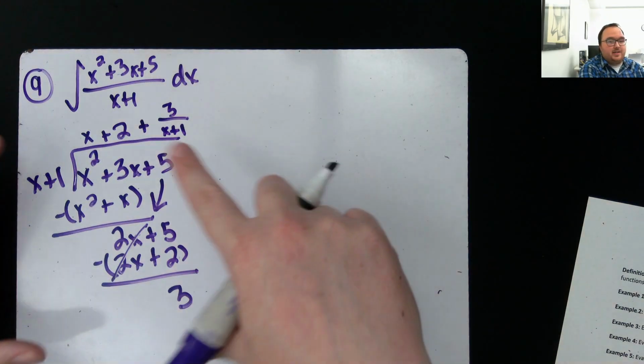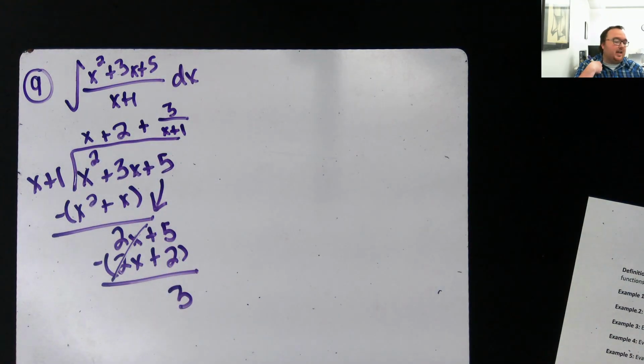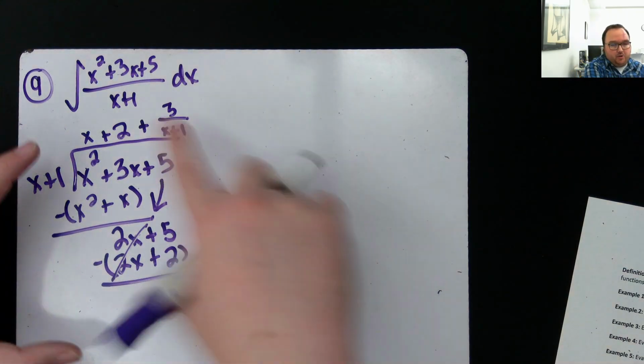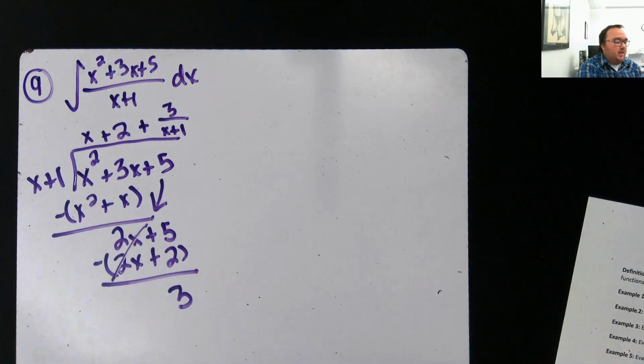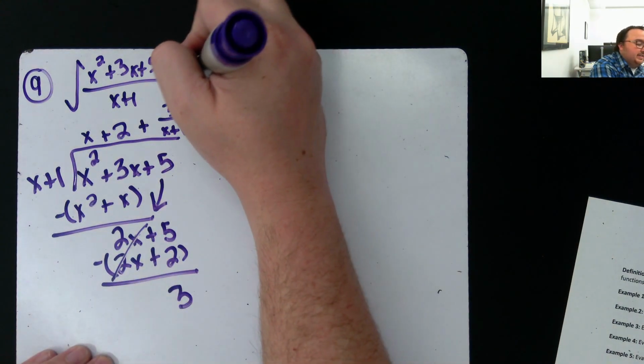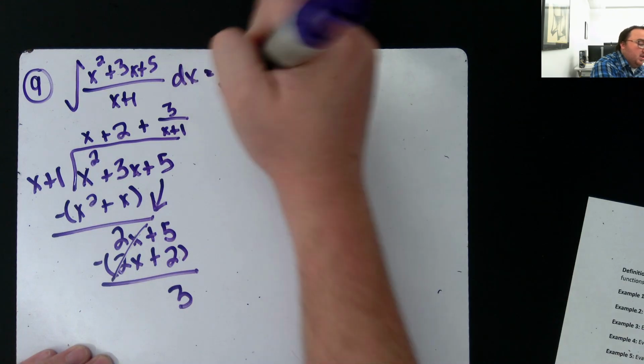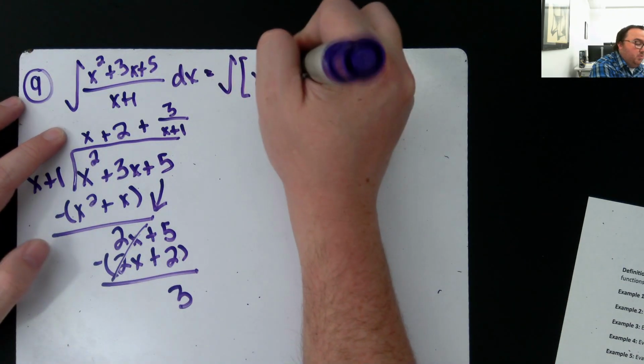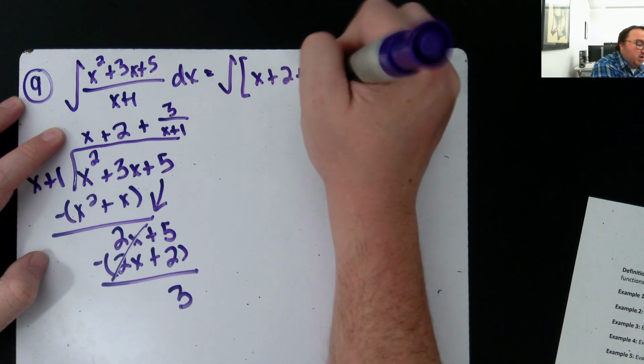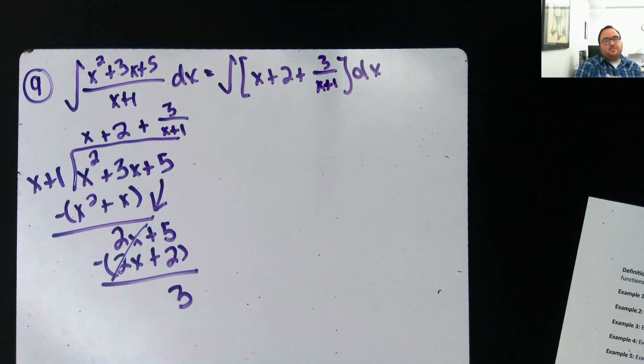If any part of that doesn't make sense, I'll try to link a resource on a reminder of how I do this. But if any of that doesn't make sense, let me know. I'll help you out. So what this means is this is equal to the integral of x plus 2 plus 3 over x plus 1 dx.